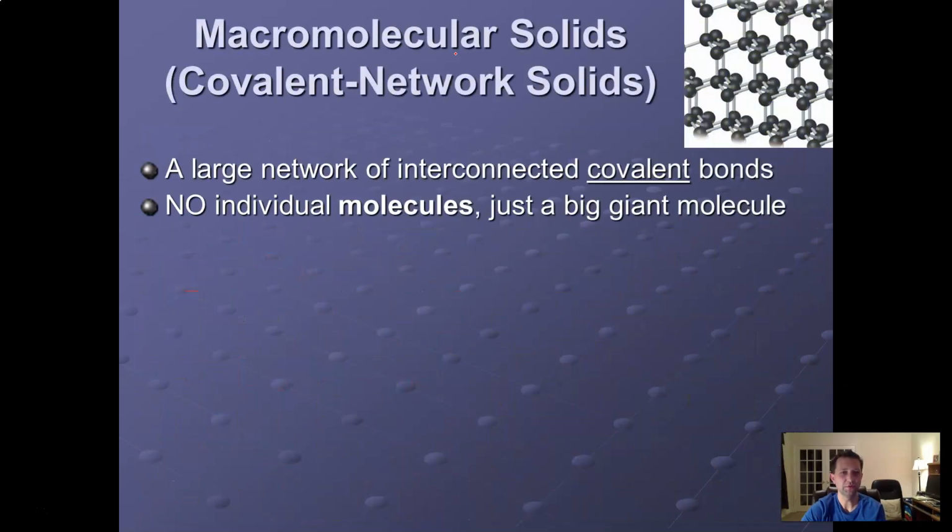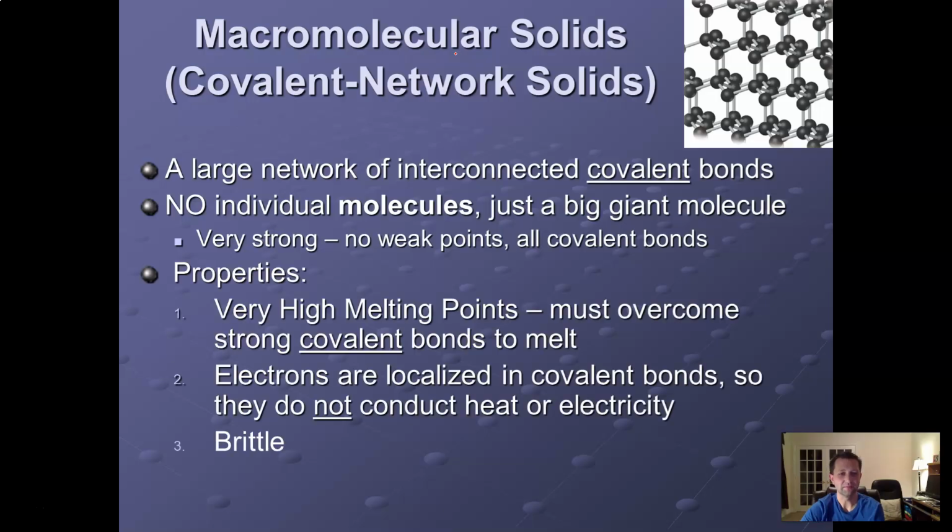So there's only two that you're really required to memorize or know for the covalent network. They're on the next slide, I guess. Sorry. So let's go through some properties first.